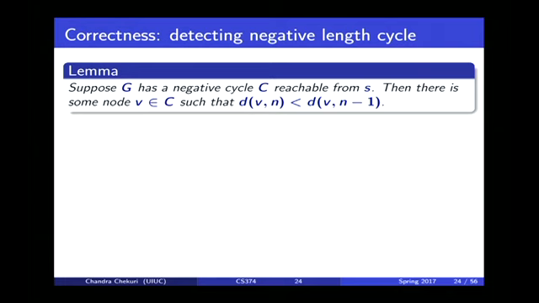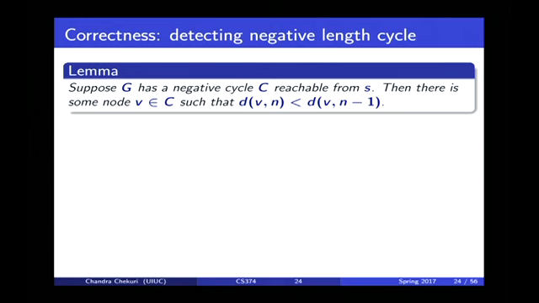So look at the lemma statement. If G has a negative length cycle reachable from S, then there is some node V in the cycle such that dVn is less than dVn minus 1. Is the statement clear? That means doing the last iteration we can detect that there is a negative length cycle. So how do we do this?